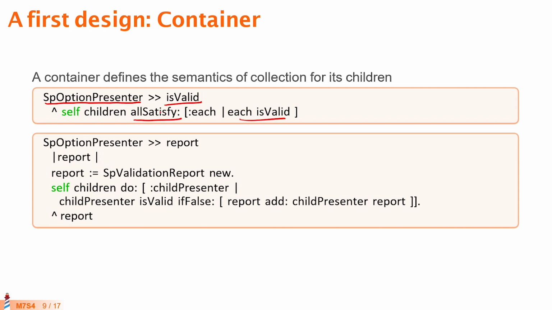The all satisfied means all the children should be valid. And the report, the option presenter could decide, okay, I create a report, I iterate over my children and I will collect basically their report. So I said, okay, if a child is not valid, then please add the report to the report. Like that, at the end, we would have a report with all the mistakes done in the form, because usually on long form, you get a lot of mistakes.